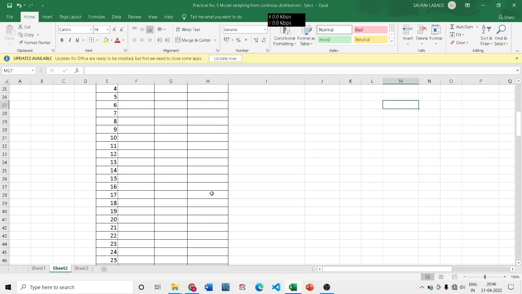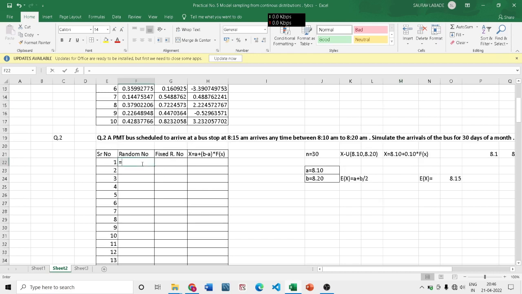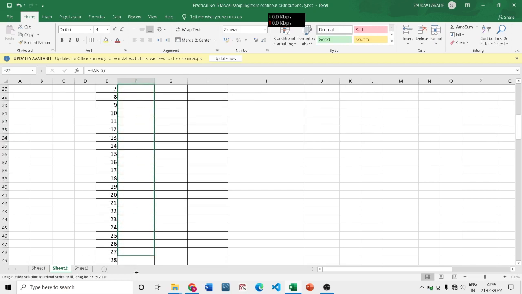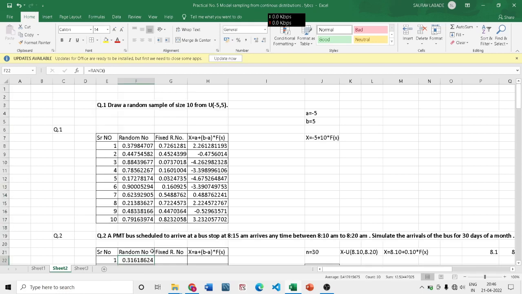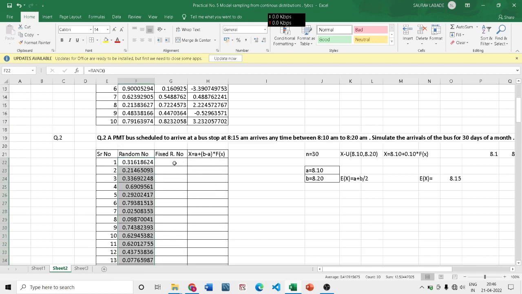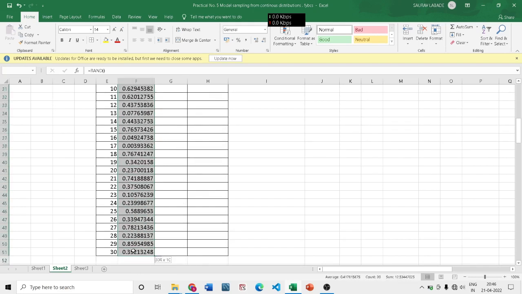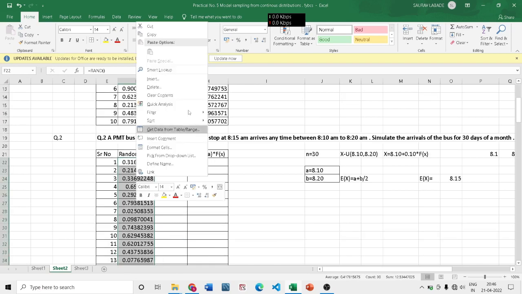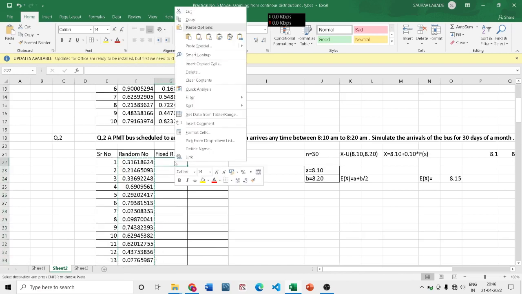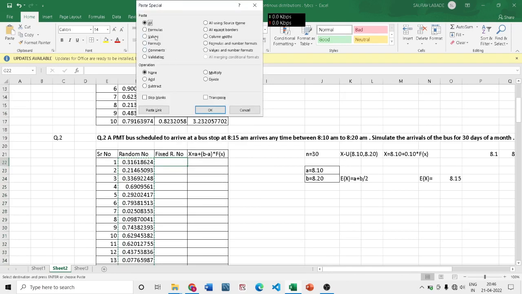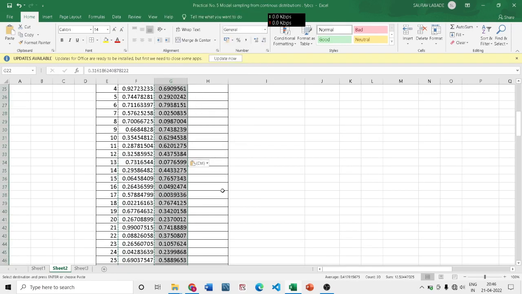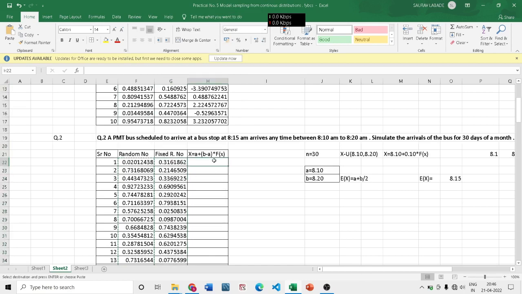Now this procedure you already know. Firstly we generate all the random numbers, so that is rand of this. Here you will get the first random variable, so we will simply drag this and get all the random samples, 30 observations, and we have to fix this. How to fix this? Firstly select that, copy this, go to paste special, and paste like this. So this is your fixed random values.